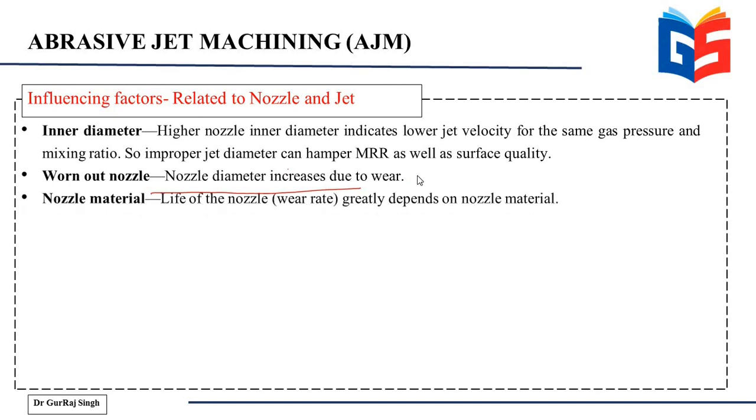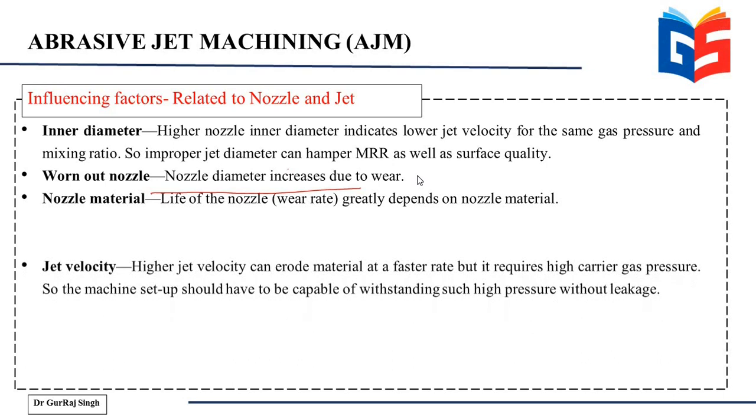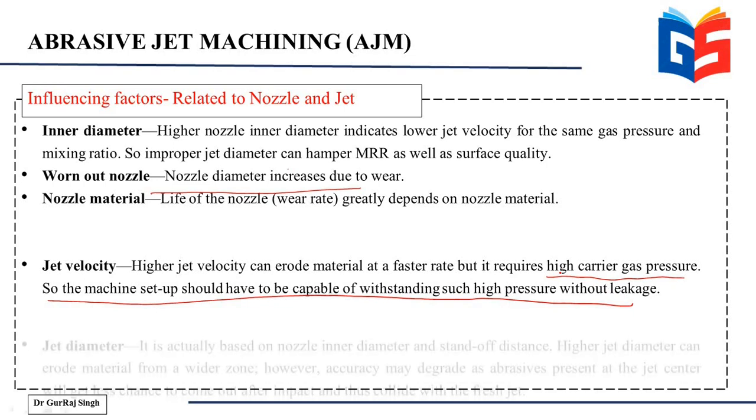The nozzle material also has a very important impact on the final results, on the surface finish and on the material removal rate, because if your material is highly resistant to wear, then your nozzle life is going to increase, and as a result you will have better surface finish. Then when I talk about the jet velocity, a higher jet velocity can erode material at a much faster rate, but it requires a high carrier gas pressure as well. So the machine setup should be capable of withstanding such high pressure without leakage. So you need to have leak-proof joints within the pipings of the setup.